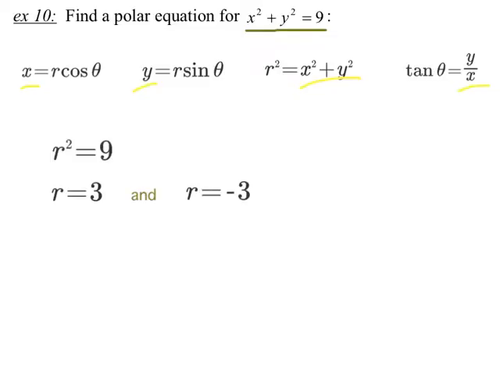Okay, what does r equals 3 describe? We talked about this. R equals a number describes all points 3 units from the pole, which means a circle with radius 3. What does r equals negative 3 describe? This describes all points negative 3 units from the pole. And what did we say negative r values meant? It meant that you were going on the opposite side of the pole, which is still 3 units from the pole. So both of these, r equals 3 and r equals negative 3, both describe a circle centered at the origin, centered at the pole, with radius 3. Okay, that's it for converting our equations.